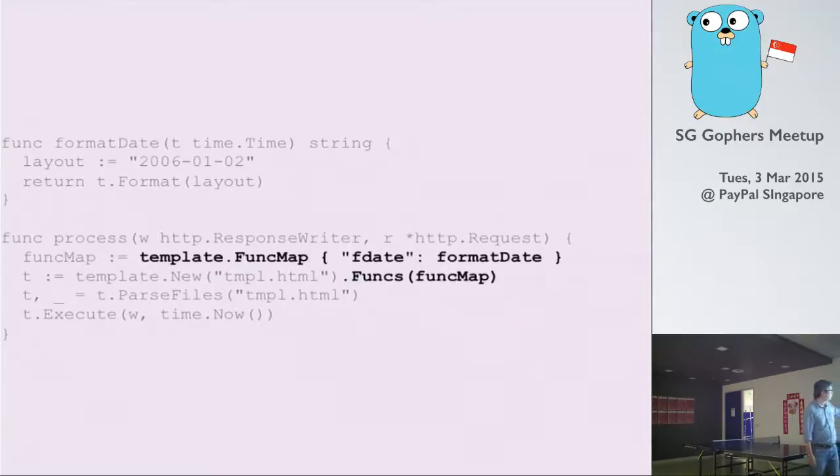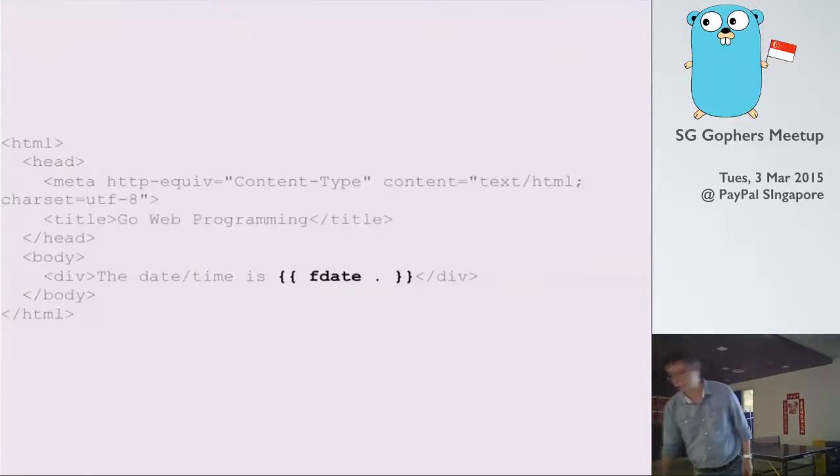before you actually pass a file and execute it, what you do is you add the function, you give it a name, label fdate, and then set it as a function using the func map function. Then you pass a file as per normal and you execute it, right? Inside your template, you can now use the fdate. Basically, what you've done is you've created a function and you pass it on to the template, right?